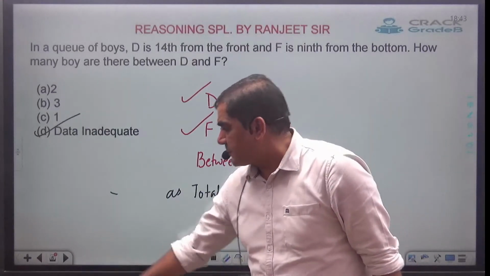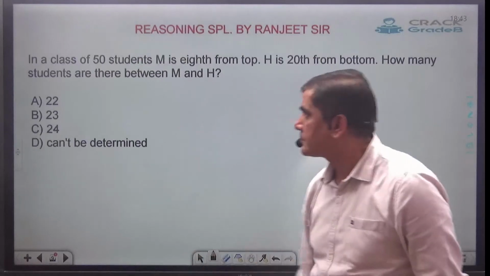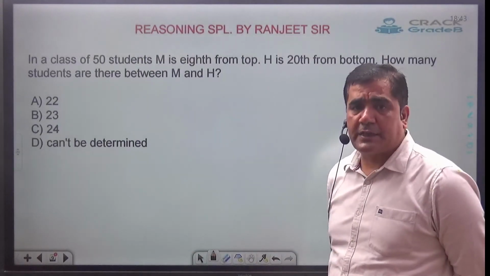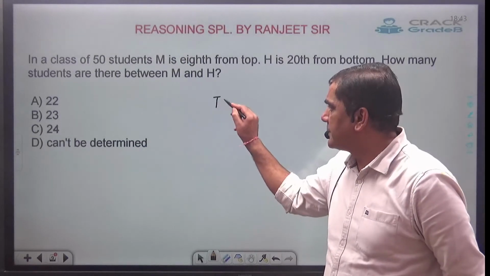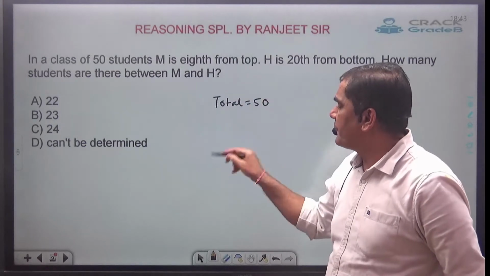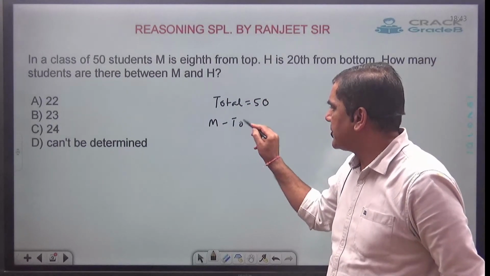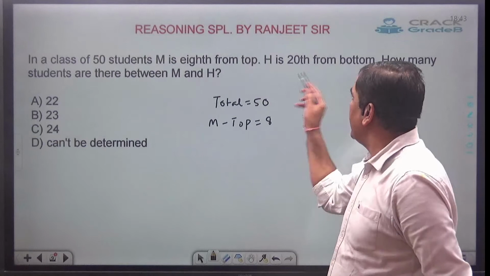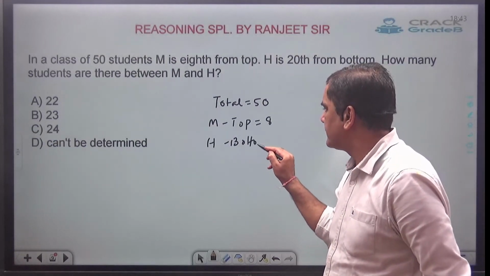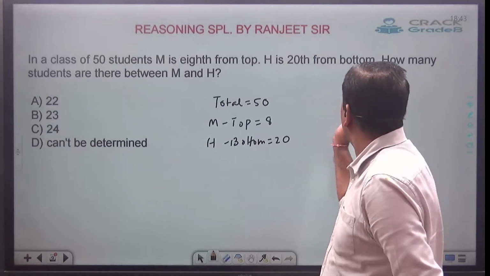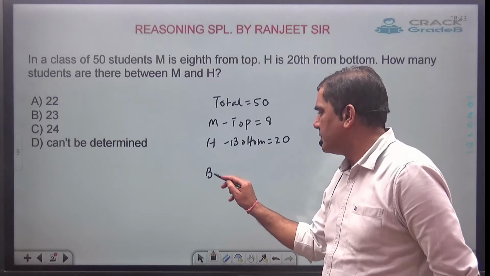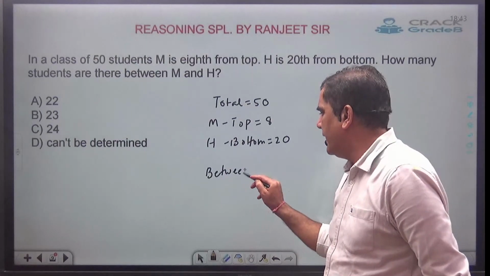Okay, let's go with the next one. Now they are saying in a class of 50 students, total is given to me. In a class of 50 means the total is given to me: 50. They are saying M is 8 from top. So M's position from top is given to be 8. And H is 20th from bottom. So H from bottom is given to be 20th. Now, they are asking how many students are between H and M.